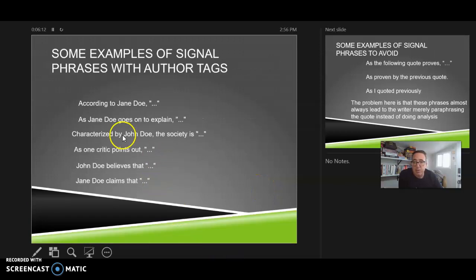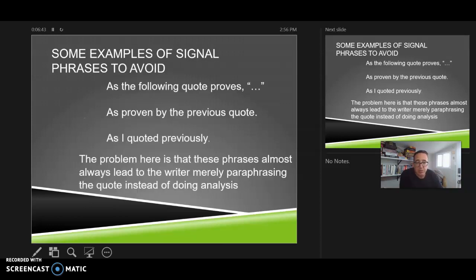So some other examples, right? According to, as Jane Doe goes on to explain, characterized by John Doe, the society is, as one critic points out, right? These are all samples of signal phrases. There's a million ways to write a signal phrase in English. It can come before the quote, it can come in the middle of the quote, it can come after the quote. Generally better before the quote in this kind of an essay, an academic essay, but not necessarily in that position, just as long as it's somewhere to add some context and connect the argument with the textual evidence.